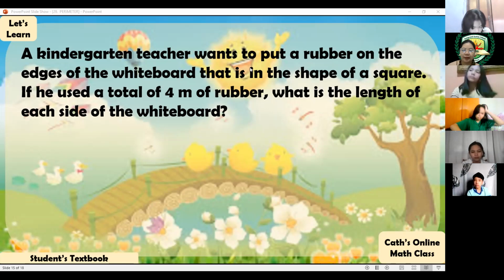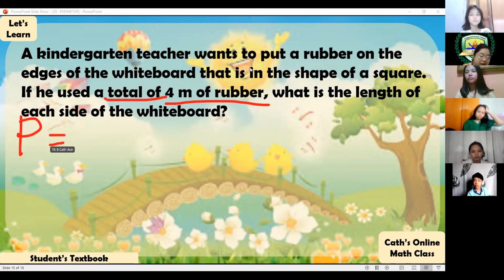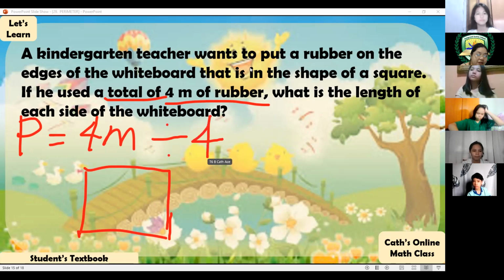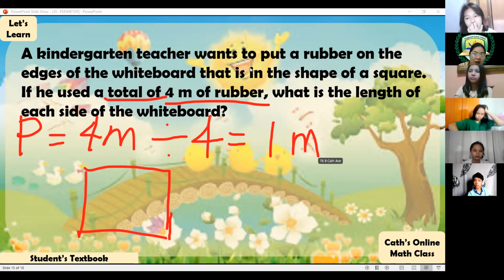Okay? So, sabi daw dito, ano yung given? 4 meters of rubber, a total. So, that is the perimeter, di ba? 4 meters. Ngayon, ang tinatanong natin ay length ng whiteboard niya. And the whiteboard has 4 congruent sides. Okay, so what are you going to do? 4 meters divided by 4. Okay, ilan? 1. So you have 1 meter. You understand? 1 meter for each side.